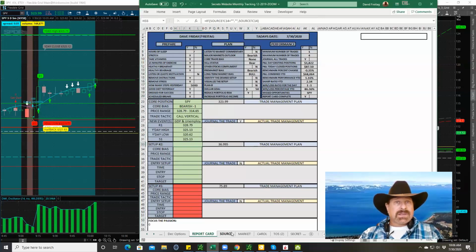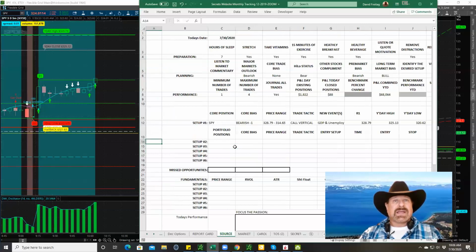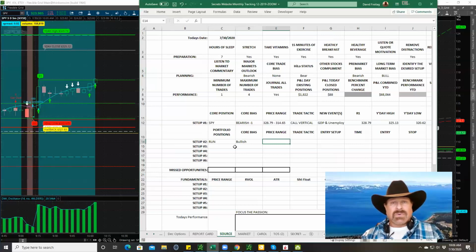So real quickly, let's say that I was going to take a position in RUN. I was looking at RUN last week. So I'm going to put the symbol in here. And then what's my bias? I'm bullish. And what's the price range? And I'll just go through the whole thing. What kind of a tactic am I going to use? Am I going to be buying long calls, or am I going to be putting on a butterfly? And what's the entry going to be? What's the time frame on that?